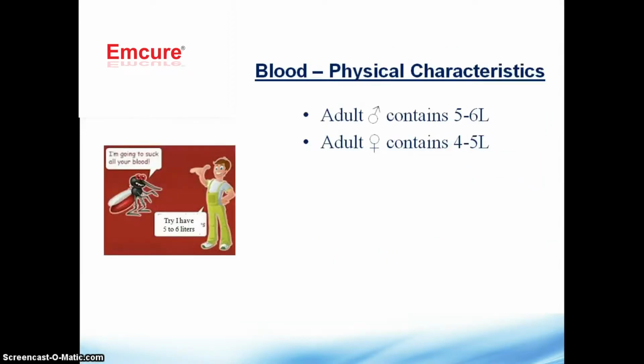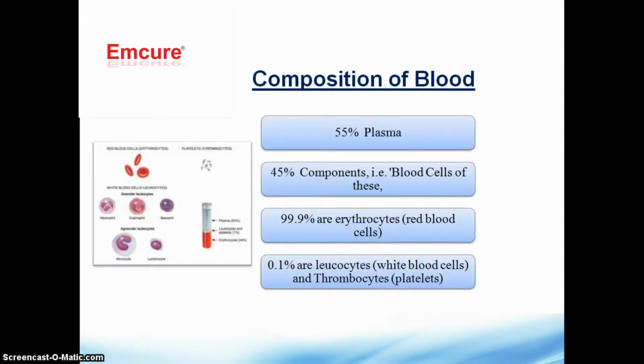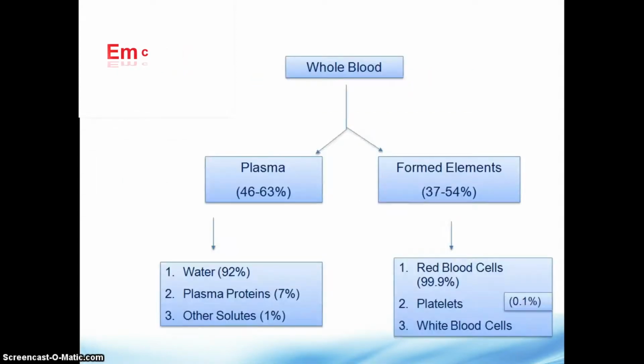An adult male contains 5 to 6 liters of blood, whereas an adult female contains approximately 4 to 5 liters. Well, the composition of blood is 55% plasma, and 45% is the solid component, that is, it includes all the blood cells. Of these blood cells, 99.9% are erythrocytes, and you have 0.1% of leukocytes and thrombocytes. Again, this slide is a pictorial depiction of the various components of the blood.